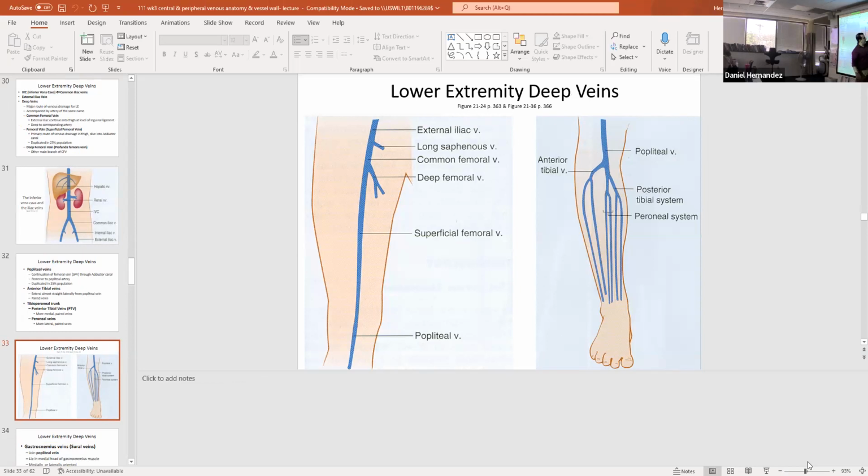So we have our knee, popliteal vein. So this is behind the patient's knee. We get branching now into anterior tibial veins, and then this is that tibial peroneal trunk. That tibial peroneal trunk then splits into your peroneal veins and posterior tibial veins.